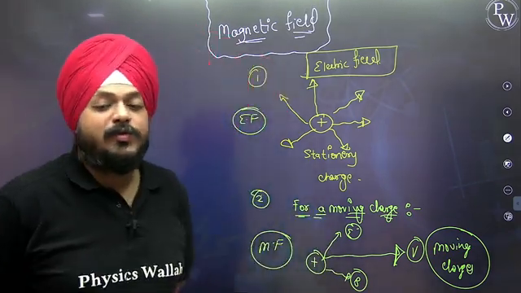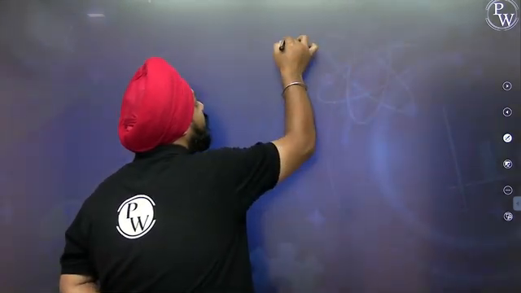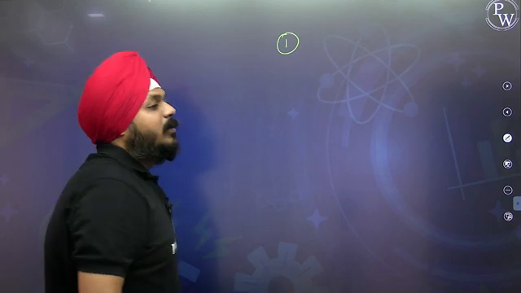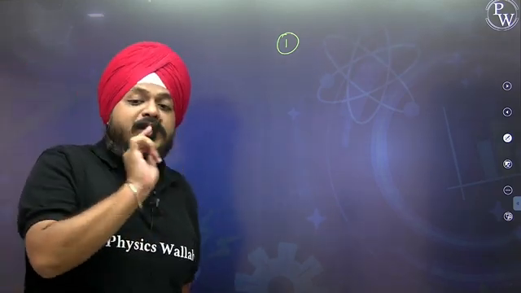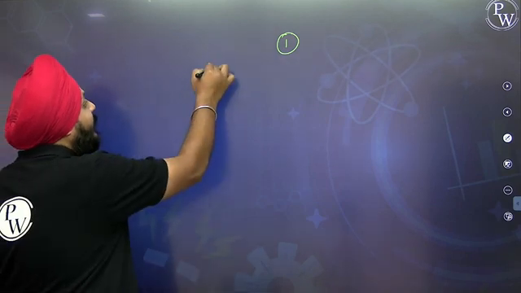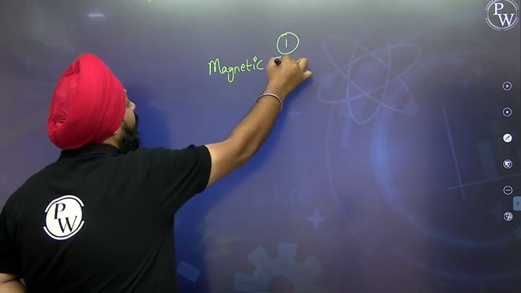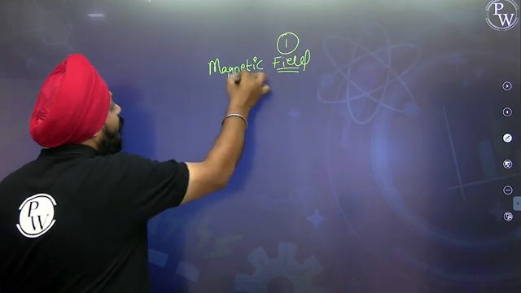It is important to resolve. So how are we going to resolve this? Very simple. First, for a moving charge, there is a difference. If I'm talking about the magnetic field, it's a very simple message that I'm going to convey in front of you all.